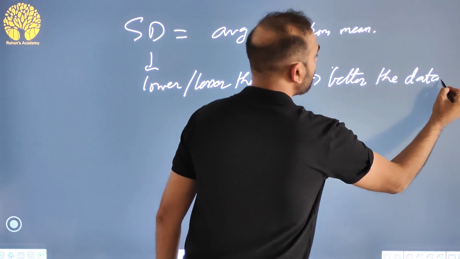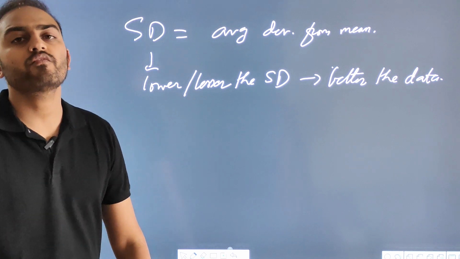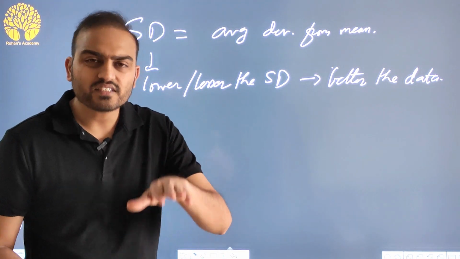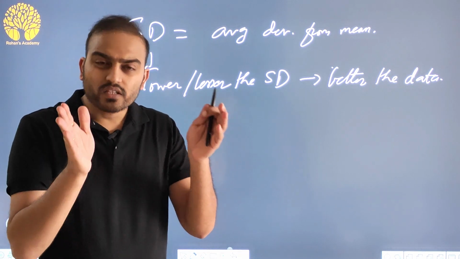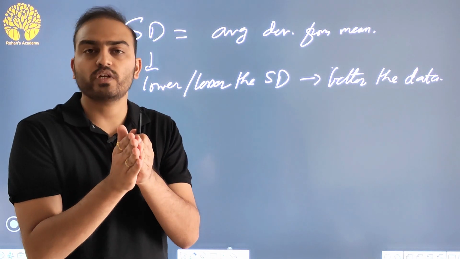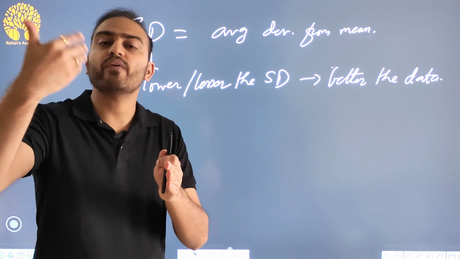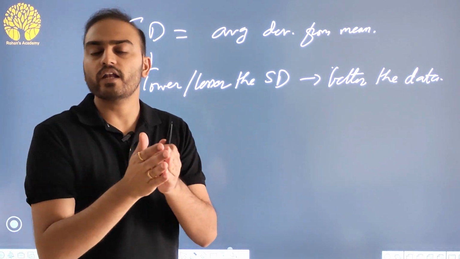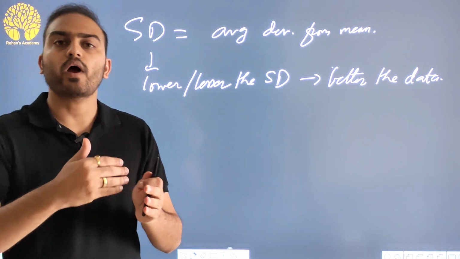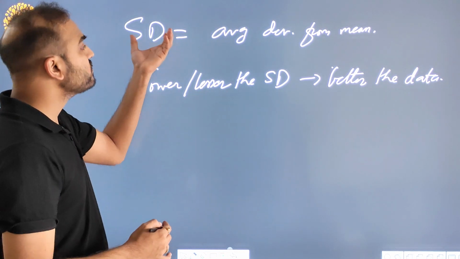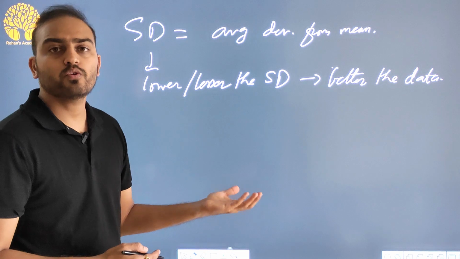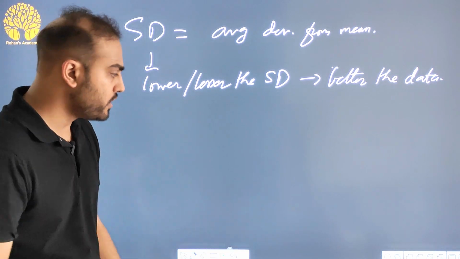Okay, so when we talk about standard deviation, what we are looking for is that the lesser the standard deviation, the better it is, because what does that tell you? That all the values are very close to each other, so accuracy is very high. So what we prefer in any data is the standard deviation to be as low as possible.